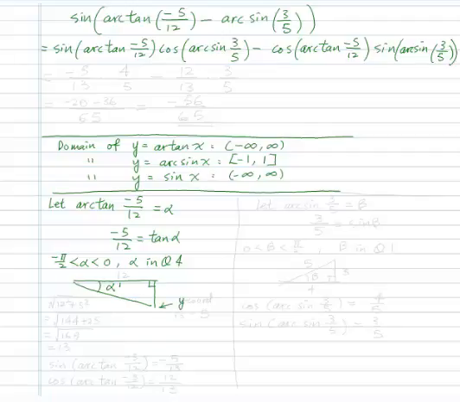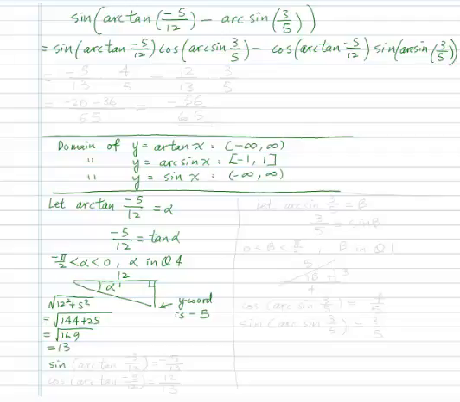Then the y coordinate at this point is -5, and the adjacent is 12, using opposite over adjacent. Then the hypotenuse can be found using the Pythagorean theorem. The square root of 12 squared plus 5 squared equals the square root of 144 plus 25 equals the square root of 169, which is 13.